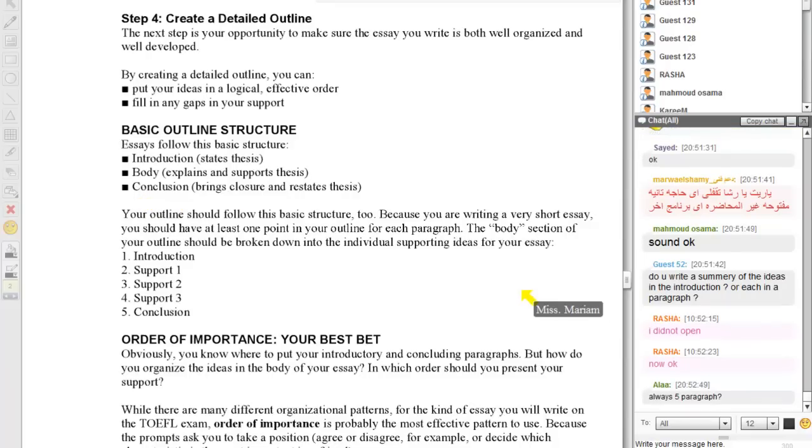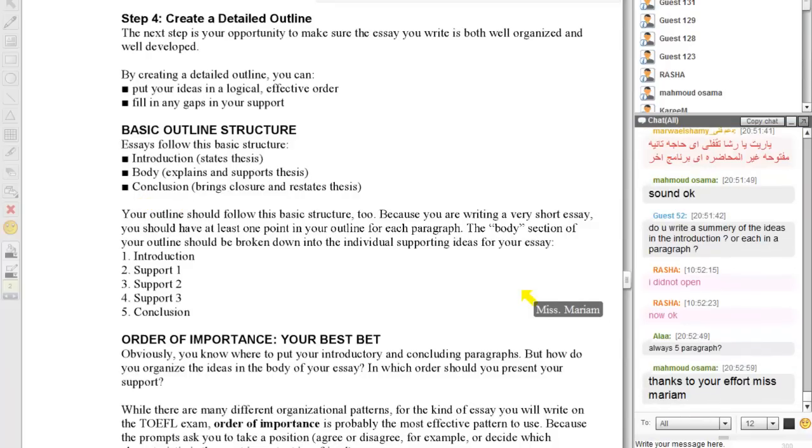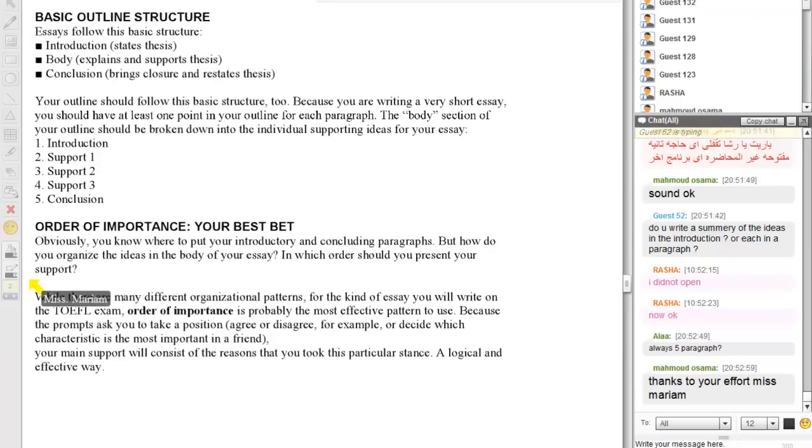Not always 5 paragraphs. Because you are writing a very short essay, you should have at least 1 point in your outline for each paragraph. The body section of your outline should be broken down into individual supporting ideas for the essay. The first one is the introduction, the first supporting idea, the second, the third, and then the conclusion.